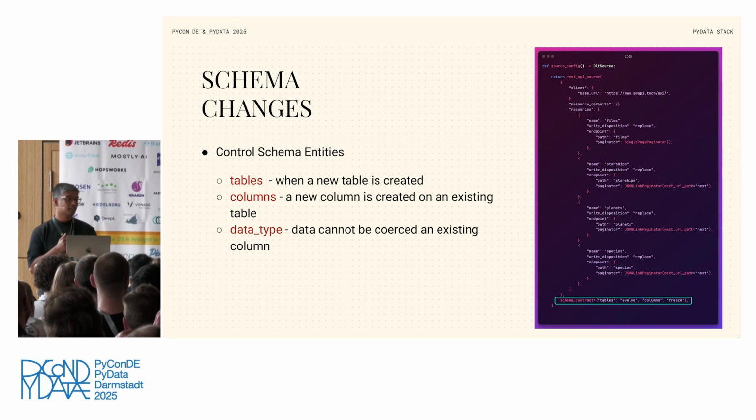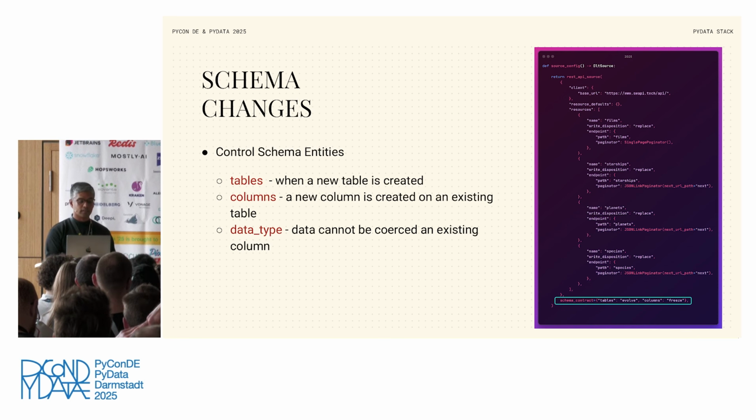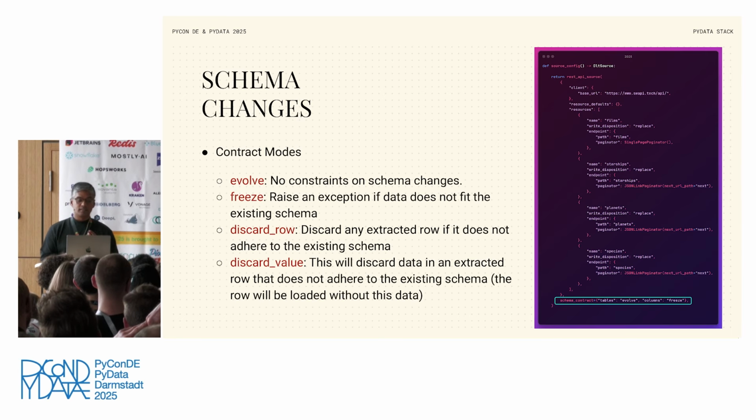When you're pulling data from an external source, you guarantee that it will change at some point. Schema changes are handled quite easily and tersely as well. There are 3 entities that you can control in how they deal with the change in schema. You can control it at a table level, so specify whether a table should be created if, let's say, new data is provided, whether columns can be created, and then finally, whether a data type of an existing column can be updated. For each of those entities, you've got 4 contract modes.